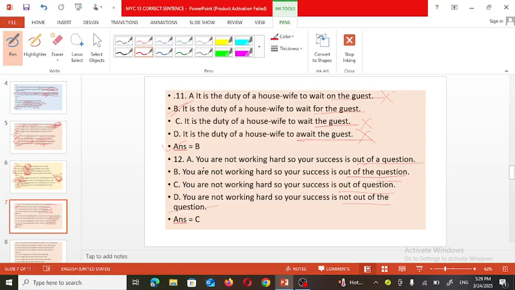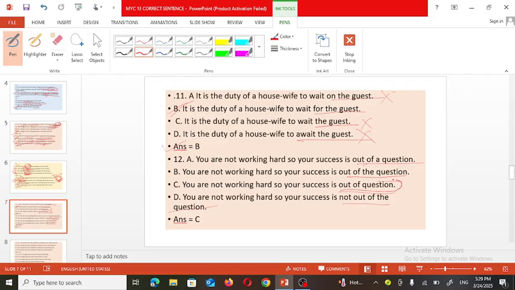Now let's see the meaning of the sentence. You are not working hard. You have heard the proverb "no pain, no gain," which means when you are working hard, then only you can expect success. And here it is a declaration that you are not working hard, so there is no question of your success. So your success is out of question.